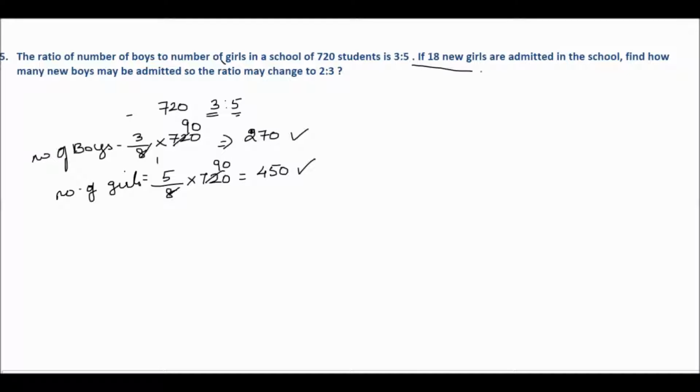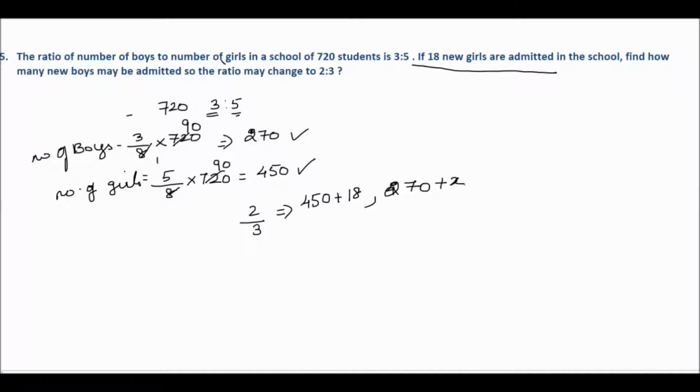Now, next, if 18 new girls are admitted in the school, find out how many new boys may be admitted. So the ratio, and they have given the new ratio to be 2 by 3, and the condition is 18 new girls admitted in the school. 18 new girls mean 450 plus 18, and number of boys is 270, and some new boys are added.